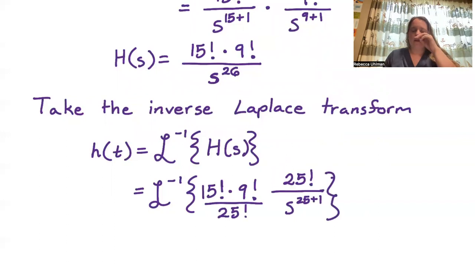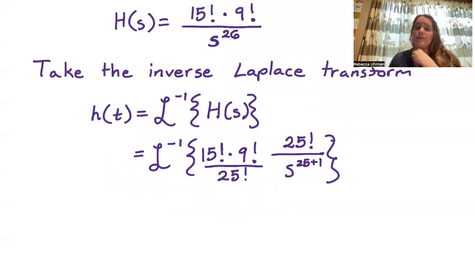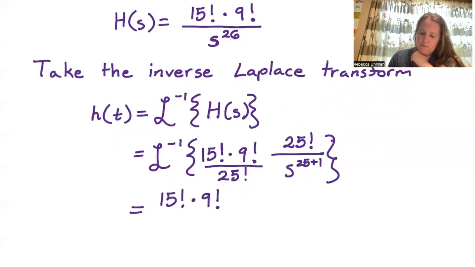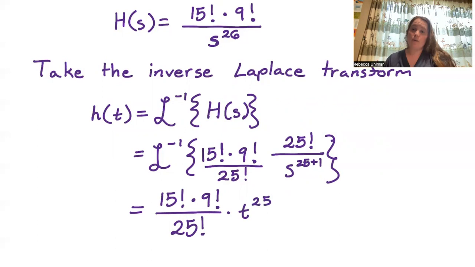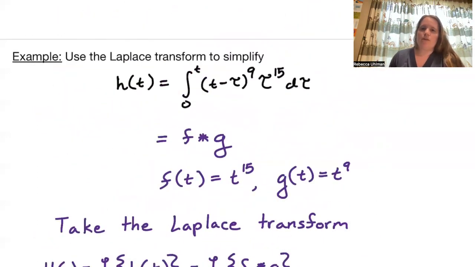That 25 factorial over s to the 25 plus 1 is the Laplace transform of t to the 25th. So we wind up with 15 factorial times 9 factorial divided by 25 factorial times t to the 25th. So we could obviously evaluate the definite integral from 0 to t of t minus tau to the 9th times tau to the 15th d tau. We could evaluate that by hand.